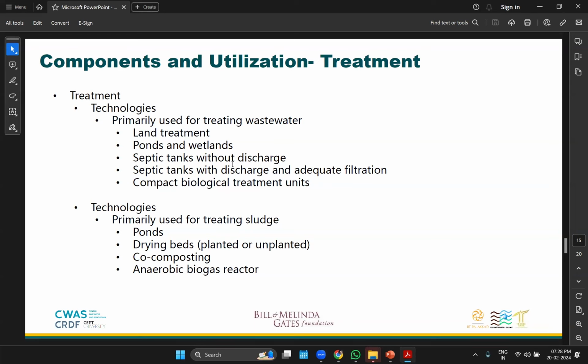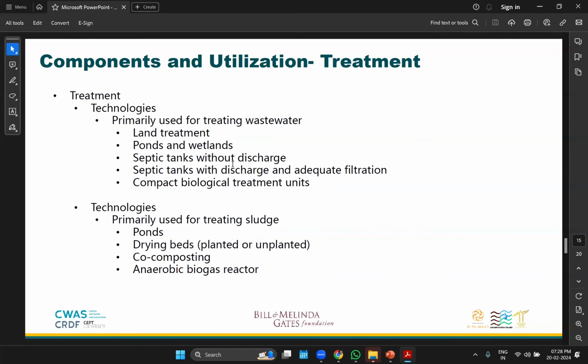If you look at the technologies below for primarily treating sludge, we're looking at ponds, drying beds, either planted or unplanted, co-composting, and potential of an anaerobic biogas reactor.